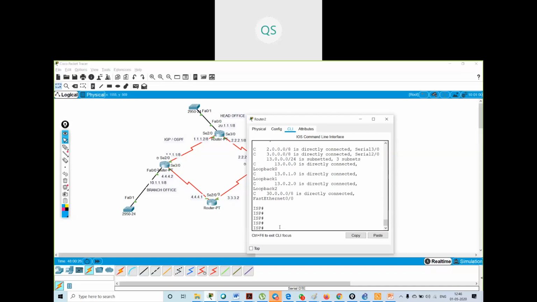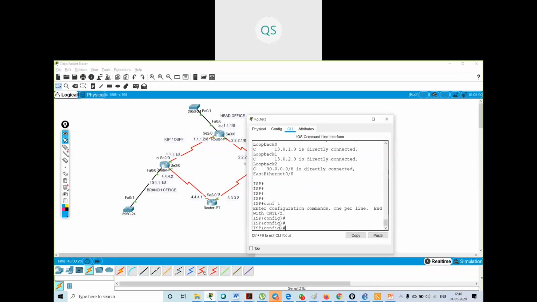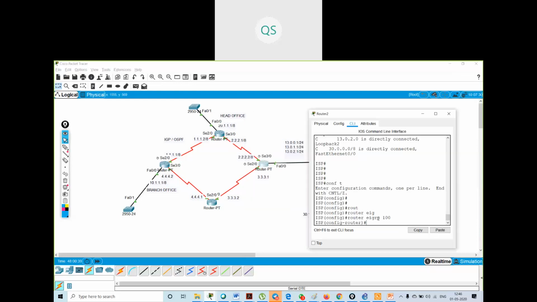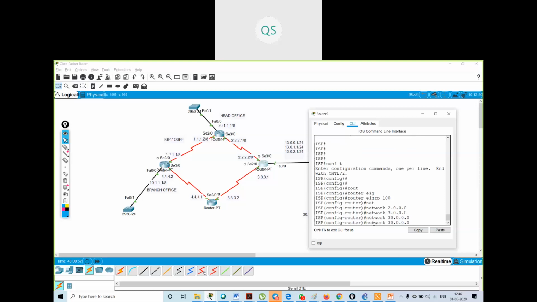Now I will advertise these in EIGRP: router eigrp 100. All my directly connected routes. What are my directly connected routes? Network 2 dot network, 3 dot network, 30 dot network, and 13 dot network.